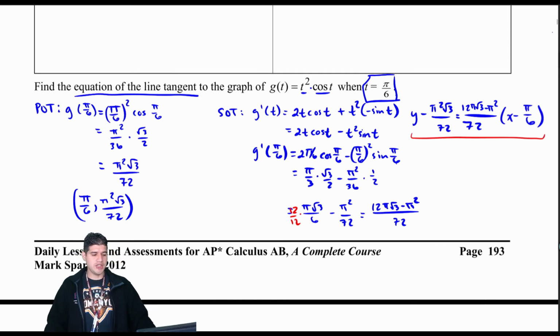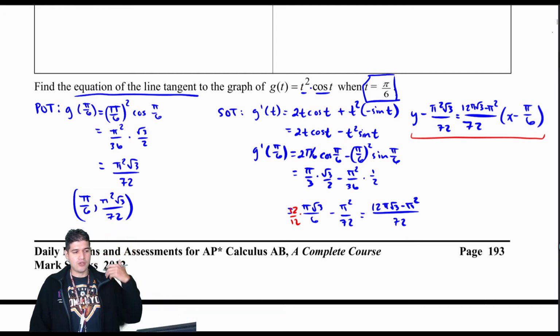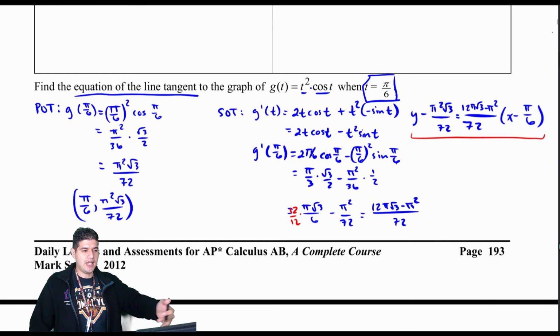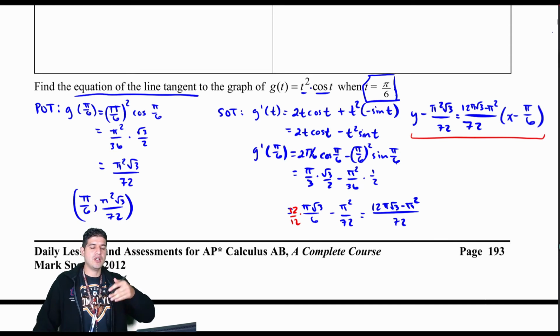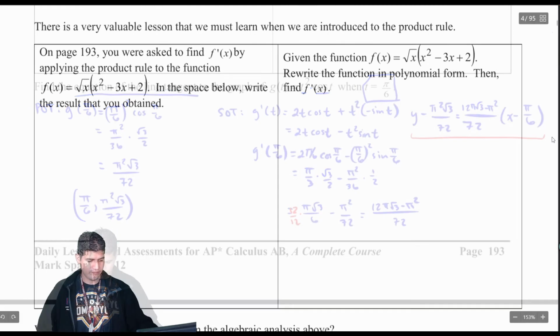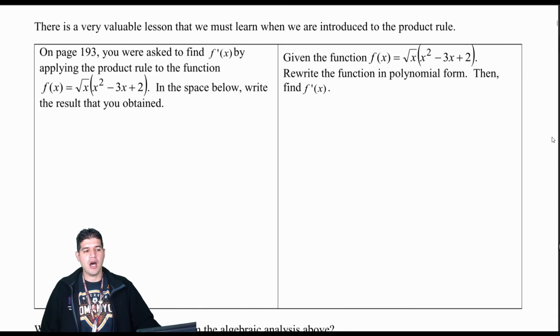What I would encourage you to do is to graph our original function g of t, graph our equation of the tangent line, and make sure that you can see it happening on your calculator, that you do have that point of tangency at pi over 6. And I want to continue this idea going on here, because we learned a very, very valuable lesson when we were introduced to the product rule.